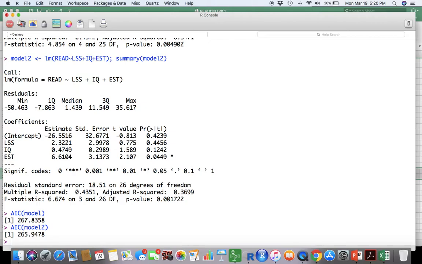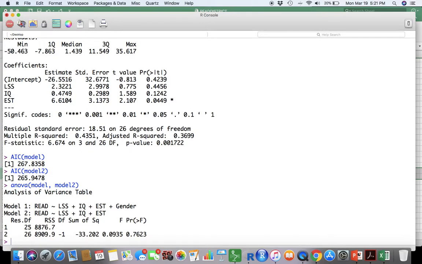Another way to do that is to use the ANOVA command and compare model and model 2. Now this is a little better, or at least, I don't know whether it's better, but at least it validates, if you will, the comparison of AIC, because it will actually give you a p-value. So in this situation we get contradicting results. Even though the AIC decreased a couple of units, in terms of statistical significance, model 2 is no better than model 1.